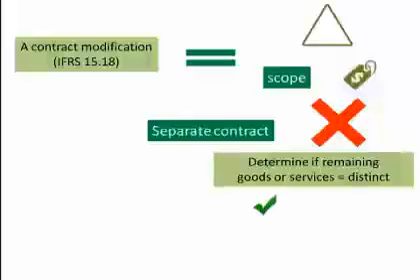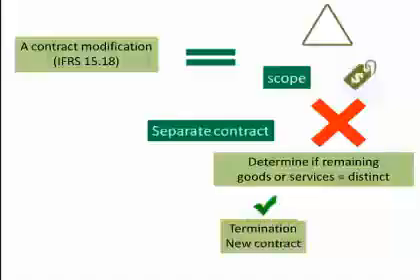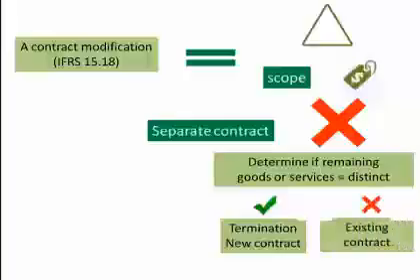If it is distinct, it is accounted for as a termination of the existing contract and the creation of a new contract. If it is not distinct, it is accounted for as if the modification is part of the existing contract. Now let's do an example.